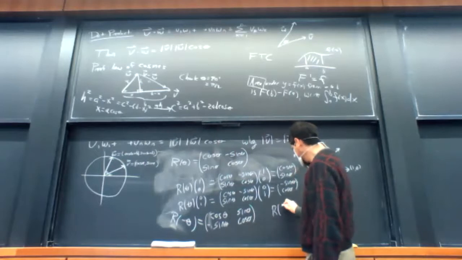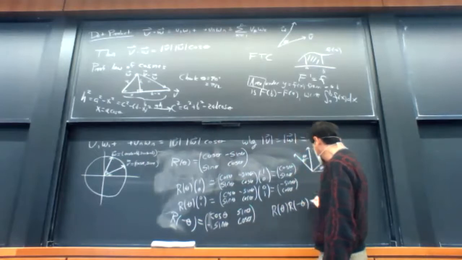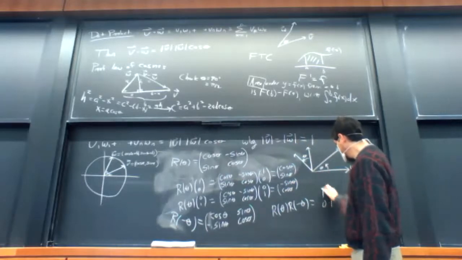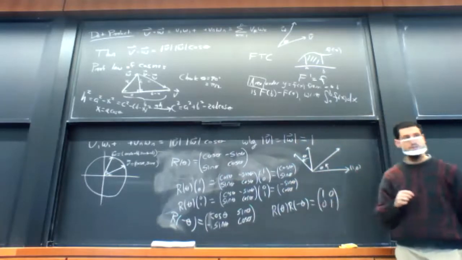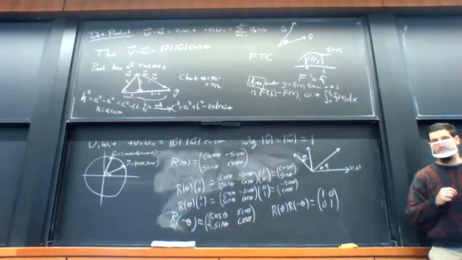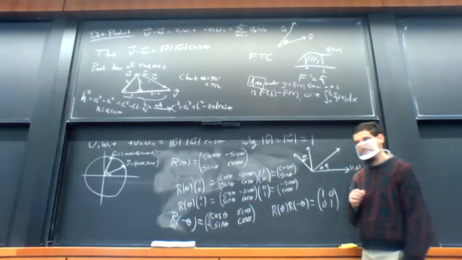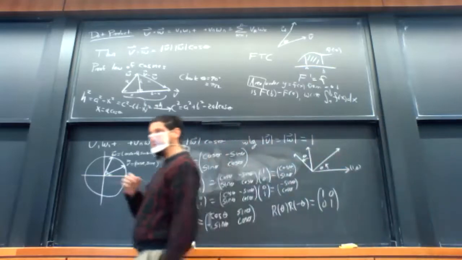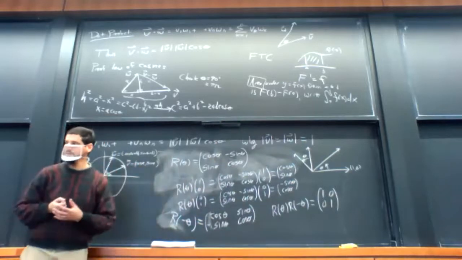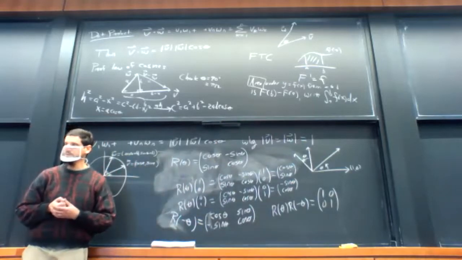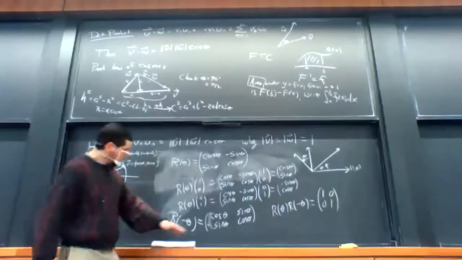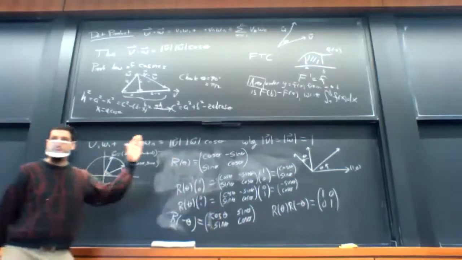And if you do the calculation of R theta of negative theta, you get the identity matrix, and you really do prove that they undo each other. Any questions on what we're seeing? So the whole point is R theta moves you by theta radians.